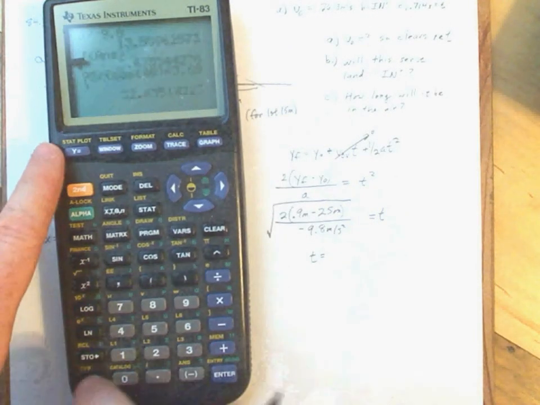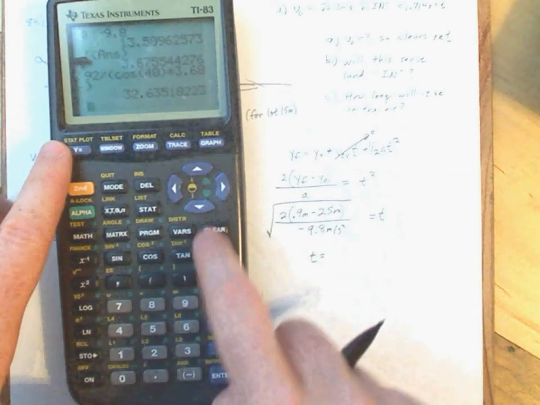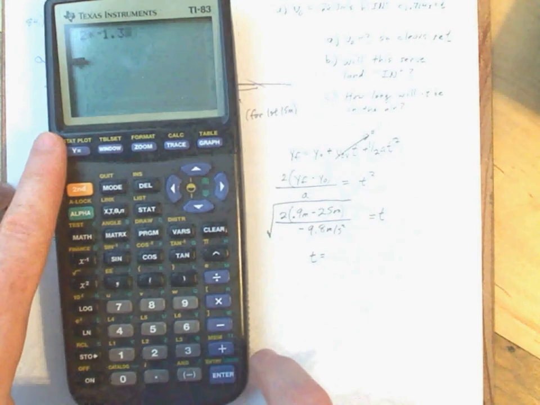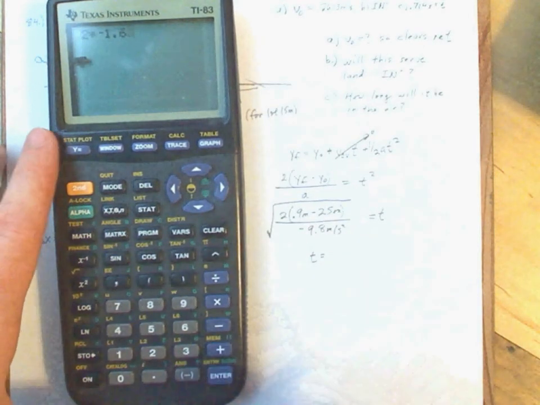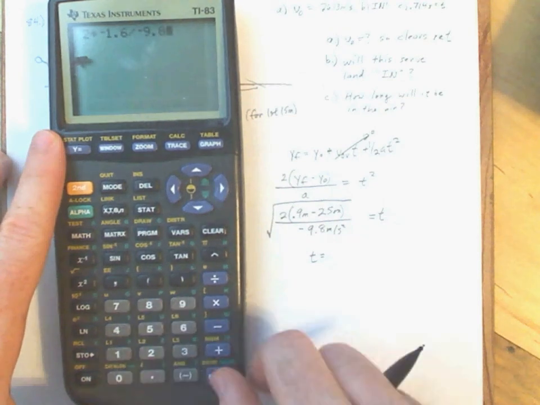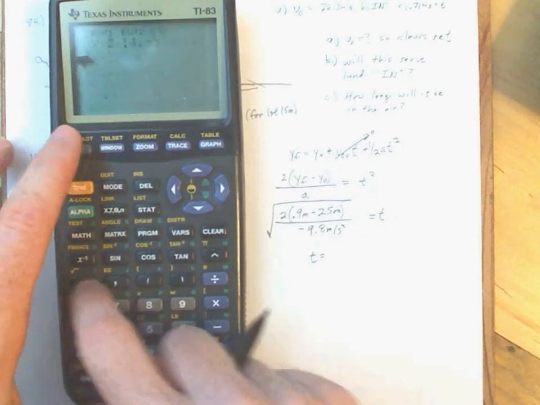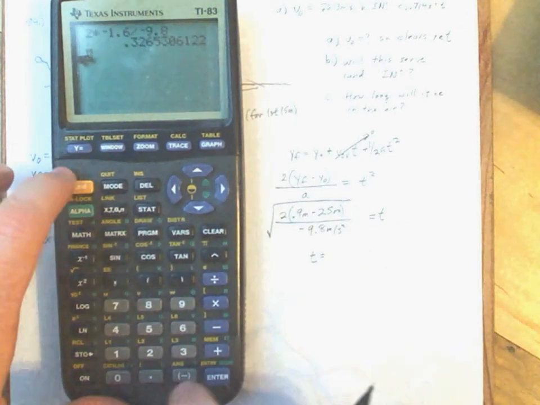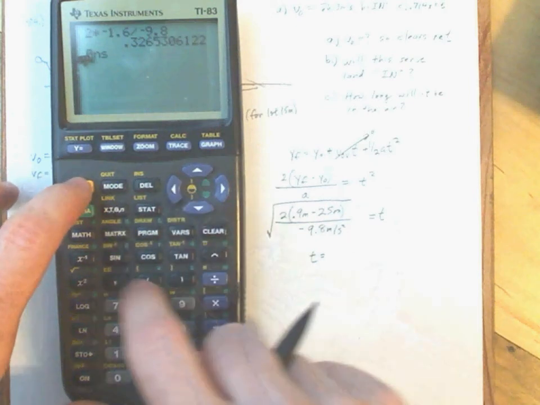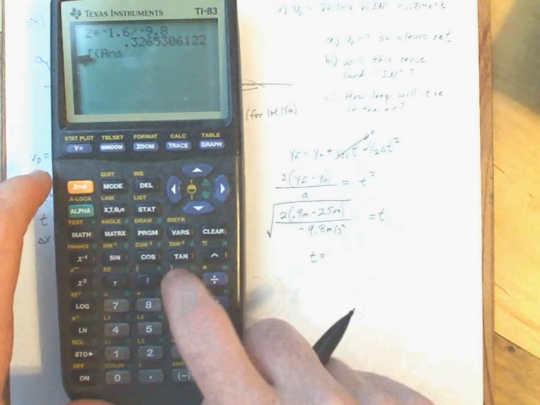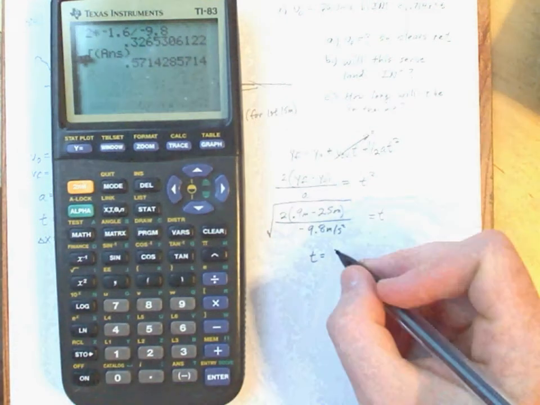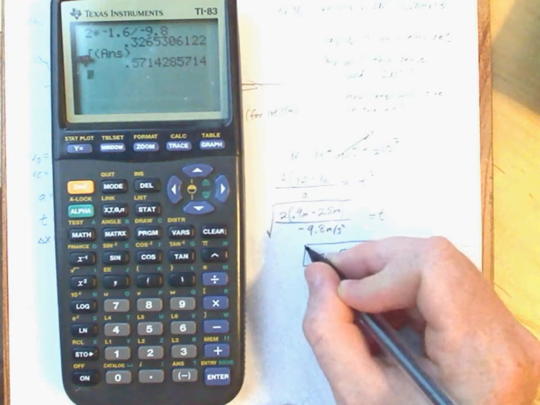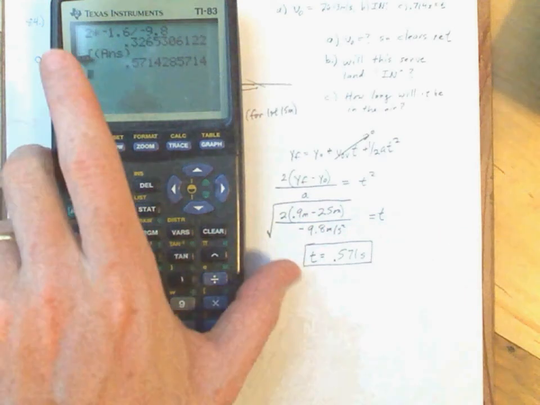I get 2 times 0.9 minus 2.5, which is negative 1.6 divided by negative 9.8. Take the square root of that. We get a time of 0.571 seconds. Again, that's only the time in the first 15 meters.